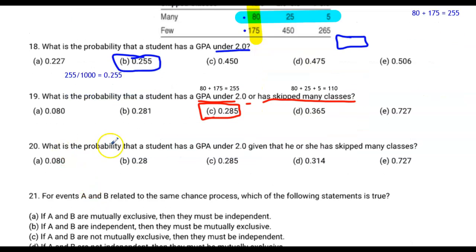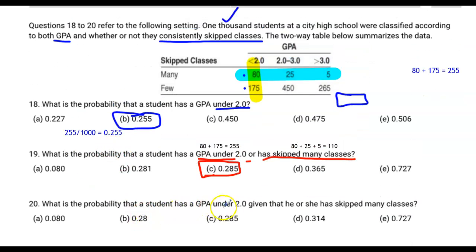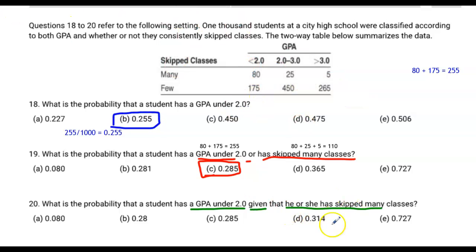All right, moving on to question 20. What's the probability that a student has a GPA under 2.0 given, conditional, that he or she has skipped many classes? Okay, so now in order to do this, let's clear this chart a little bit. Now you could apply a formula to this.